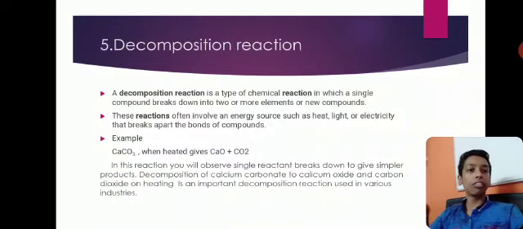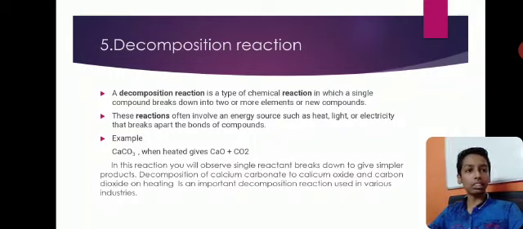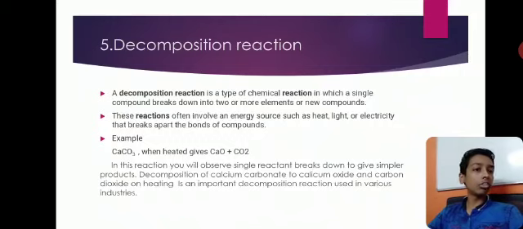Now we will see our fifth point, that is decomposition reaction. A decomposition reaction is a type of chemical reaction in which a single compound breaks down into two or more elements or new compounds. This reaction often involves energy such as heat, light or electricity that breaks apart the bonds. Example: CaCO3 when heated gives you CaO plus CO2.